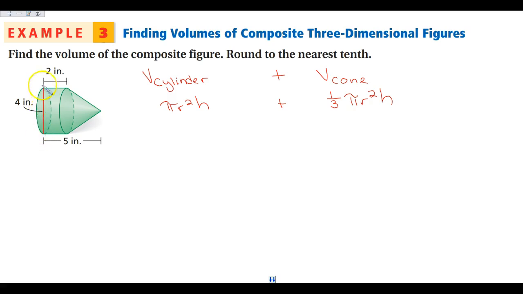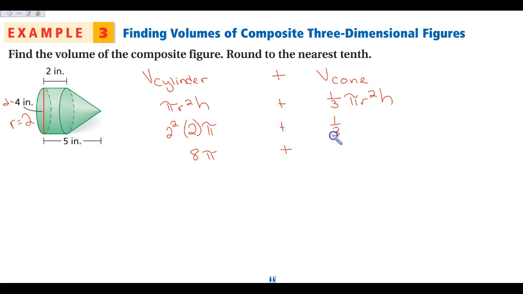Notice they're giving you this whole line, which means that this is the diameter. So our radius is 2. All right, so I'm going to do 2 squared for my radius of my cylinder. The height of my cylinder is 2, and then multiply that by pi. All right, so when I calculate this, I'm going to get 8 pi.